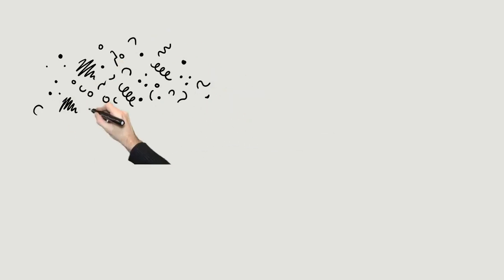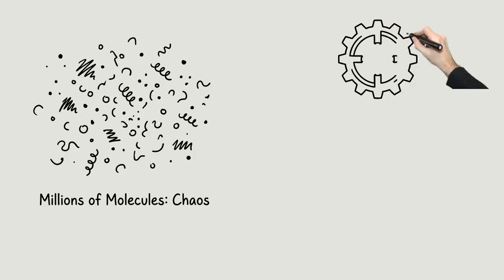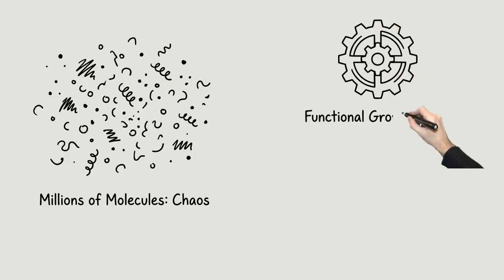Organic chemistry deals with millions of different molecules, and memorizing each one individually would be impossible. Functional groups are the reason this subject is manageable. They let chemists recognize patterns and predict behavior instead of starting from scratch every time.